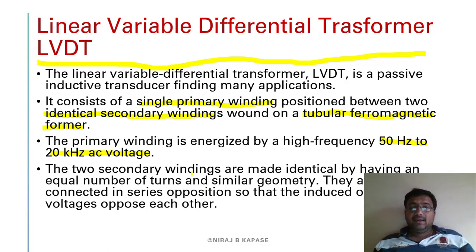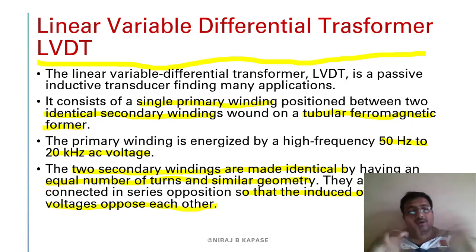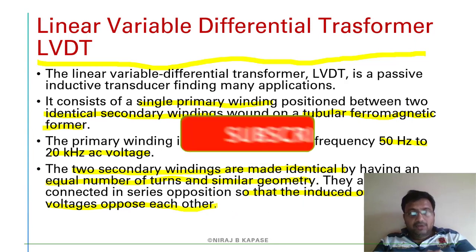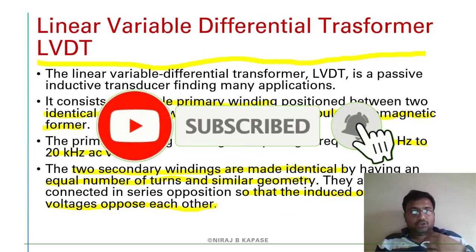Then the two secondary windings are made identical. Both windings are the same size and have an equal number of turns, with similar geometry. They are connected in series opposition so that the induced outputs oppose each other. They are connected in opposite direction so that they nullify the effect of the induced EMF.